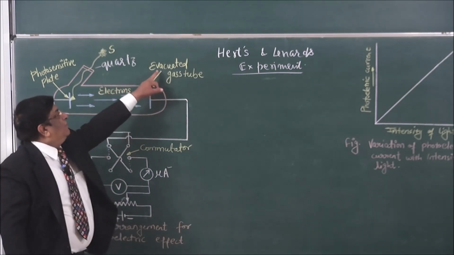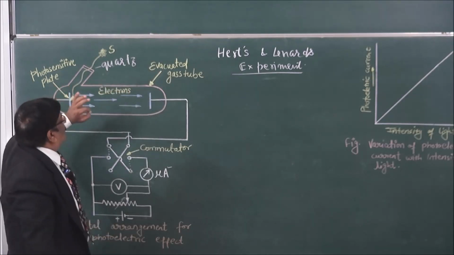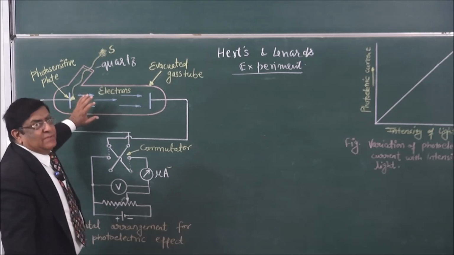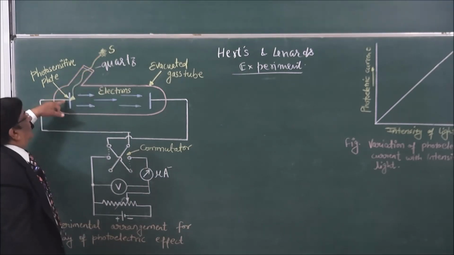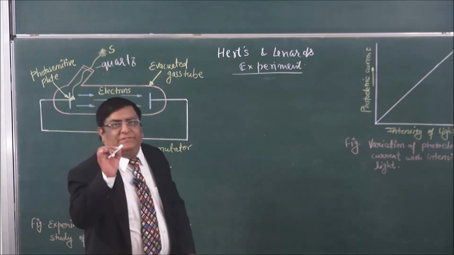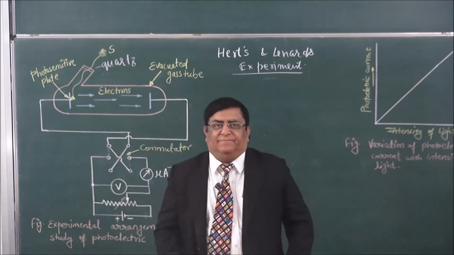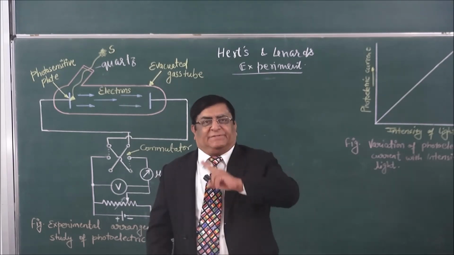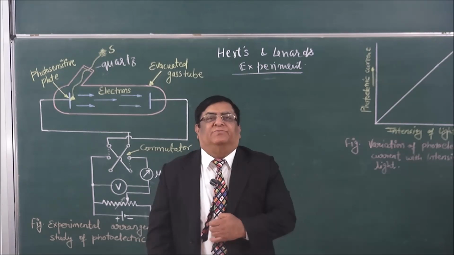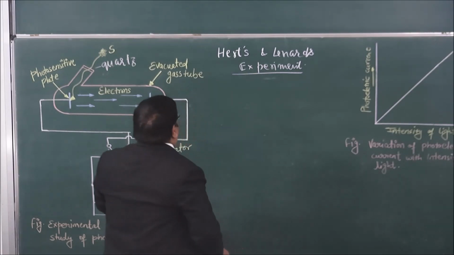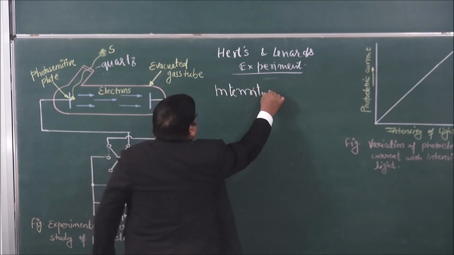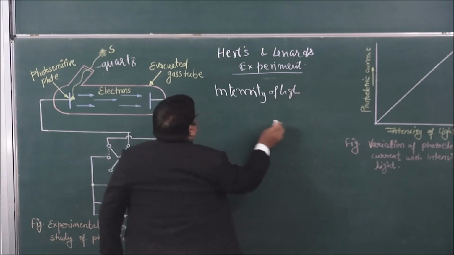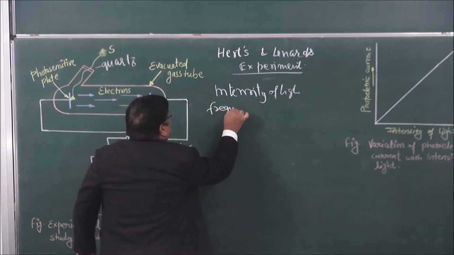This is an evacuated tube, so that there is no other gas or air except the electrons which are given by this metallic plate. Now from here we give the light. The light which is incident on the plate, we want to study its two properties. First you must be introduced to these two properties: one is the intensity of light, and the other is the frequency of light.